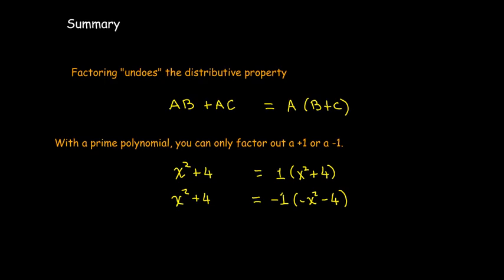So in summary, factoring undoes the distributive property. And you may have a prime polynomial where you can only factor out 1 or negative 1.